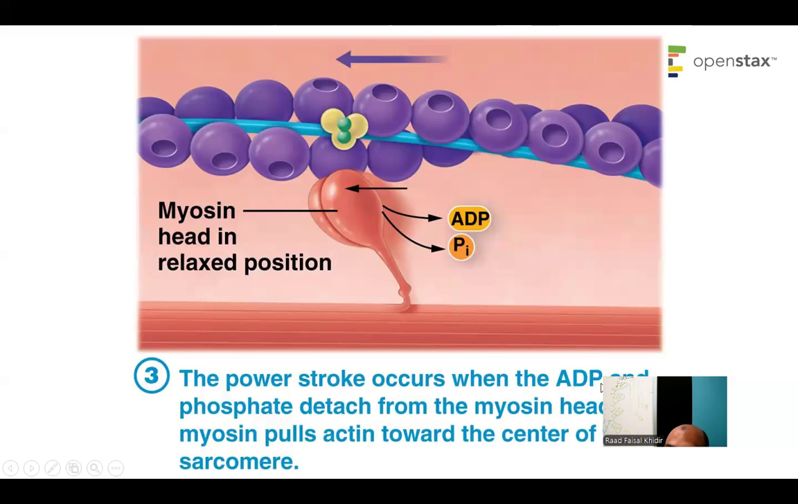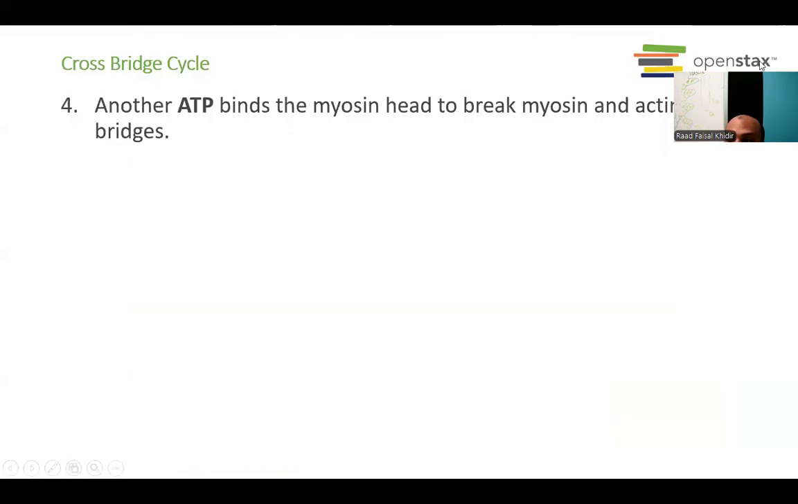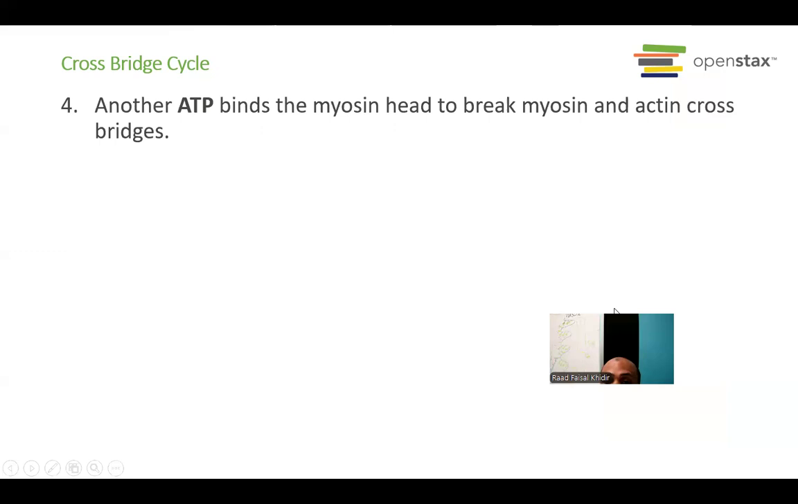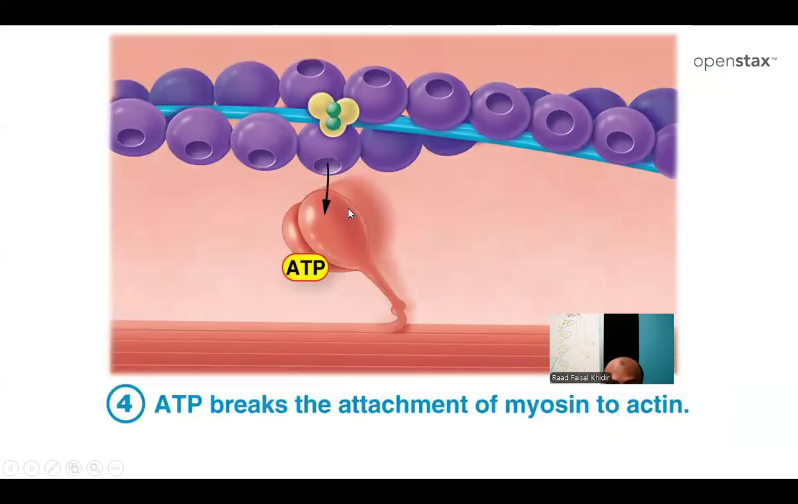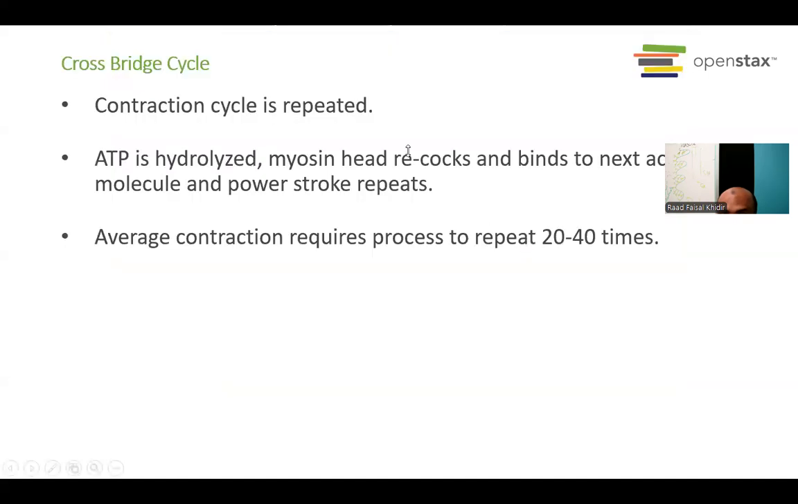The power stroke occurs when ADP and phosphate detach from the myosin head and the myosin pulls the actin towards the center of the sarcomere. And another ATP binds the myosin head to break the myosin and actin cross bridges. You see, that is the ATP that breaks the attachment of myosin to actin.